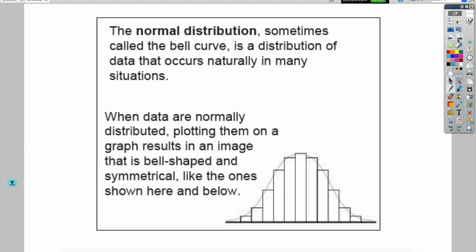So the normal distribution, sometimes called a bell curve, is distribution of data that occurs naturally in many situations. The most common one that I can think of off the top of my head is test scores. Okay, you know how Mr. Saran and Ms. Dunstan are always looking at like our scores compared to other schools and things like that. Well, they look at it on a normal distribution curve. Okay, they figure out what the mean was and they compare it to the state, other schools in the county and things like that. Okay, but a very common example of this would be test scores.